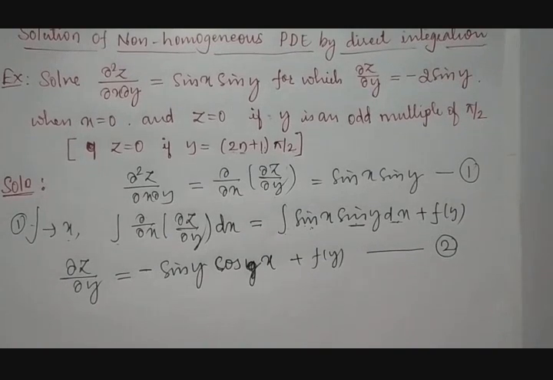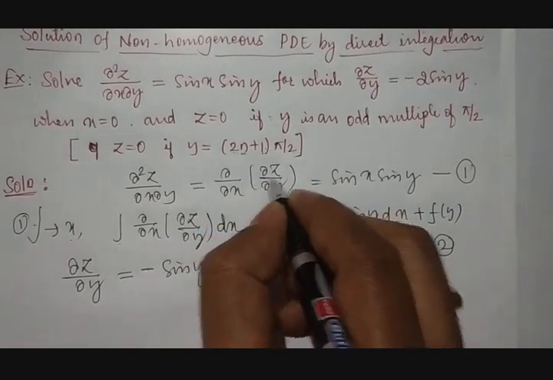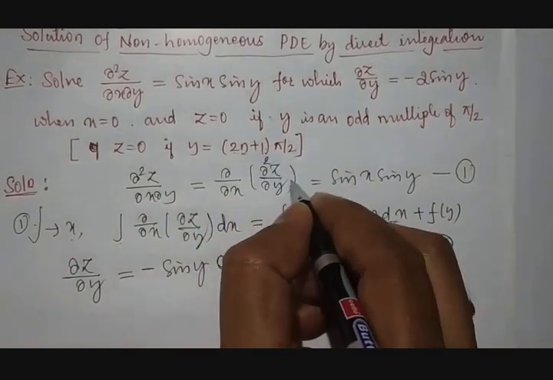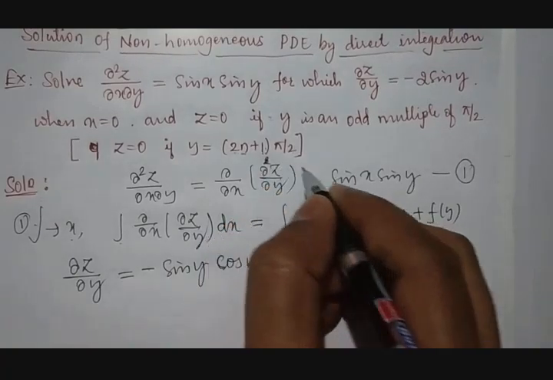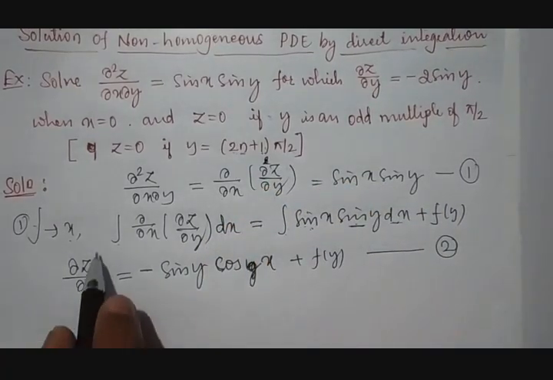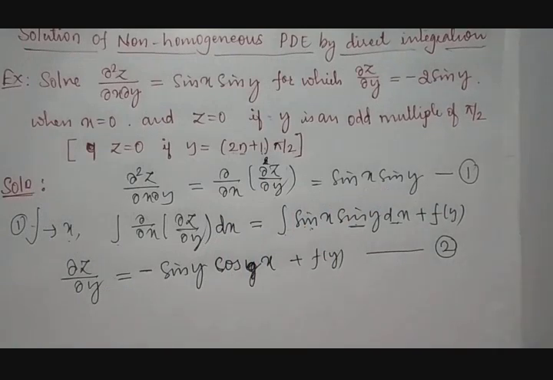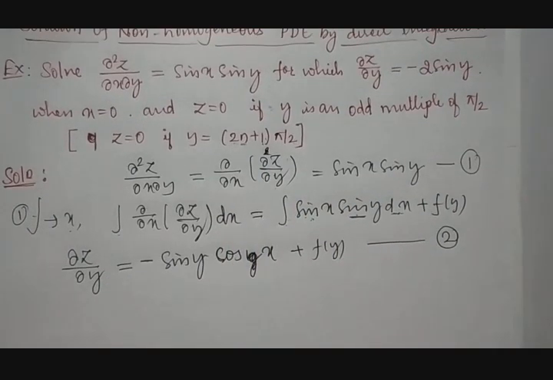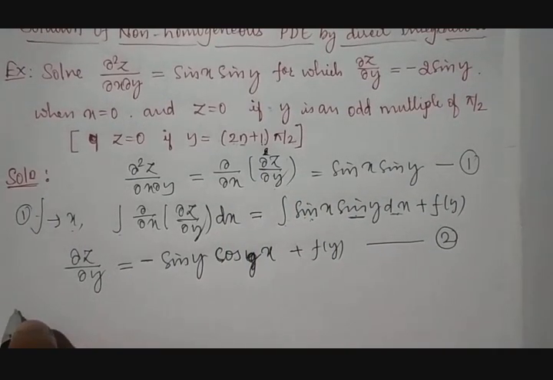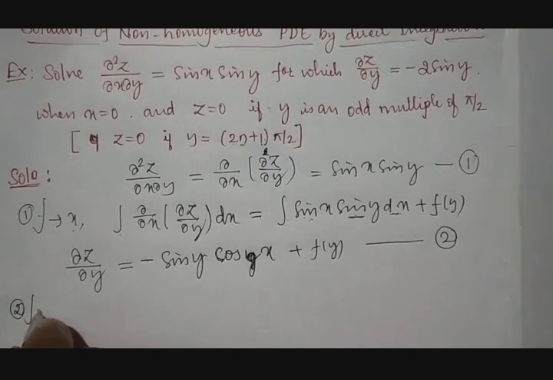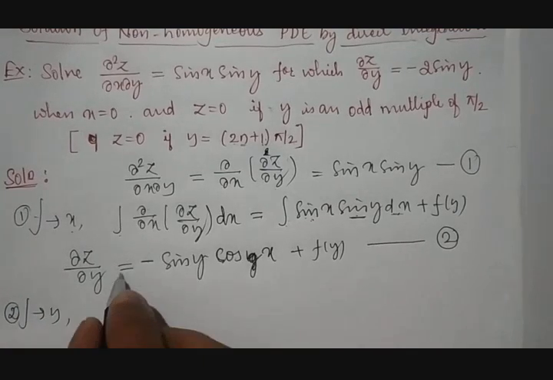Just a minute. Okay, then we got this result. Let us take it as equation number 2. Then after getting this, we need to integrate equation number 2 with respect to y to get z.